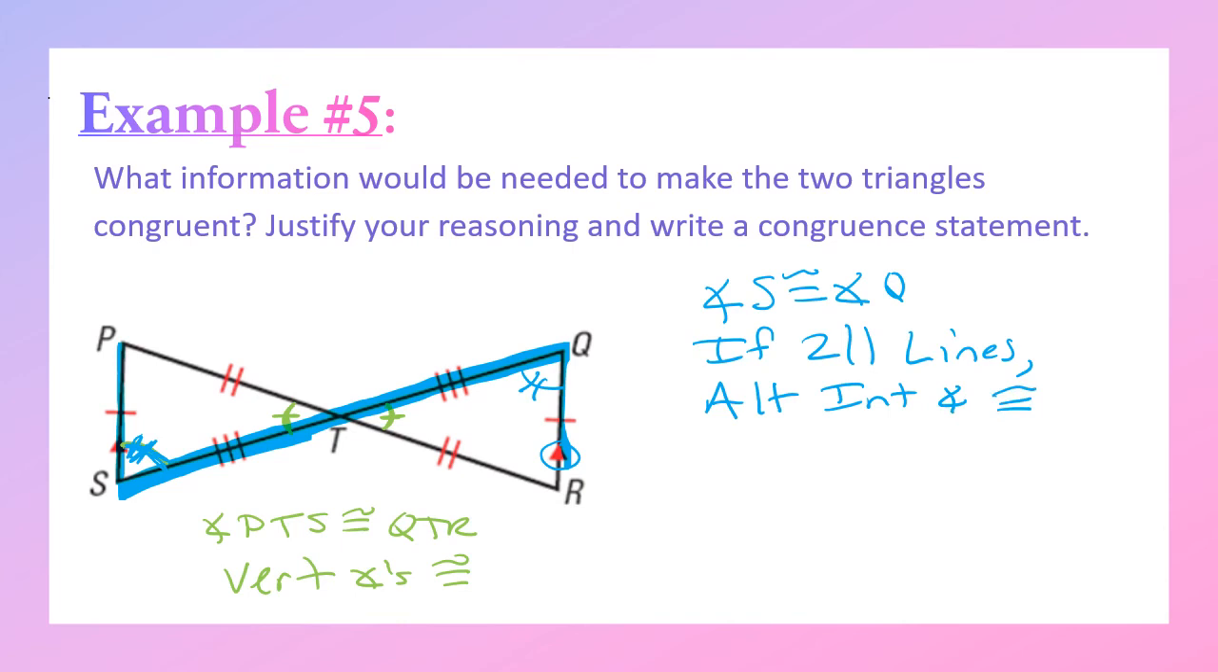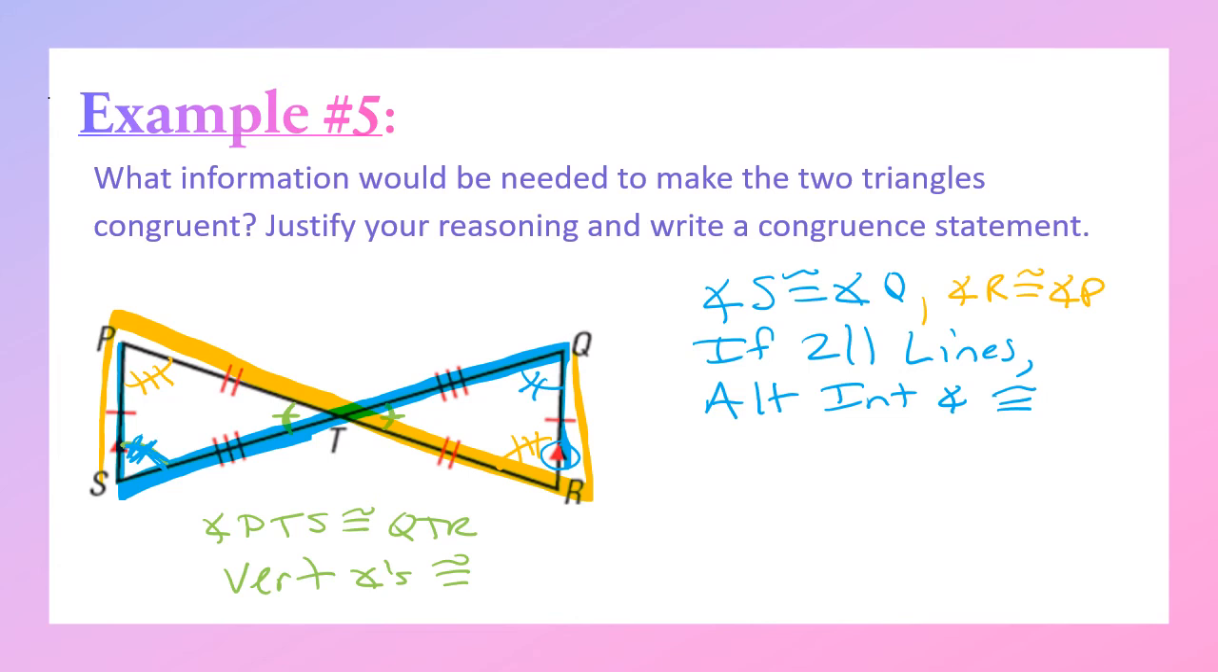If I take my magic Z to a new level and I do my magic Z twice in the same picture, I could go this way for my magic Z. And when I do that, that tells me that this angle down here at R and this angle down here at P are also congruent. So I'm just going to add that over here, that angle R is congruent to angle P for the exact same reason. If 2 lines are parallel, then alternate interior angles are congruent.